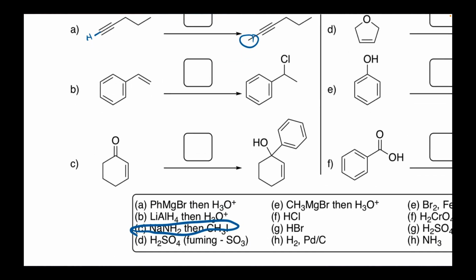B? B should be easy. Alkene, and we have a chlorine. We've added HCl across the double bond, so that should be easy. That's F.